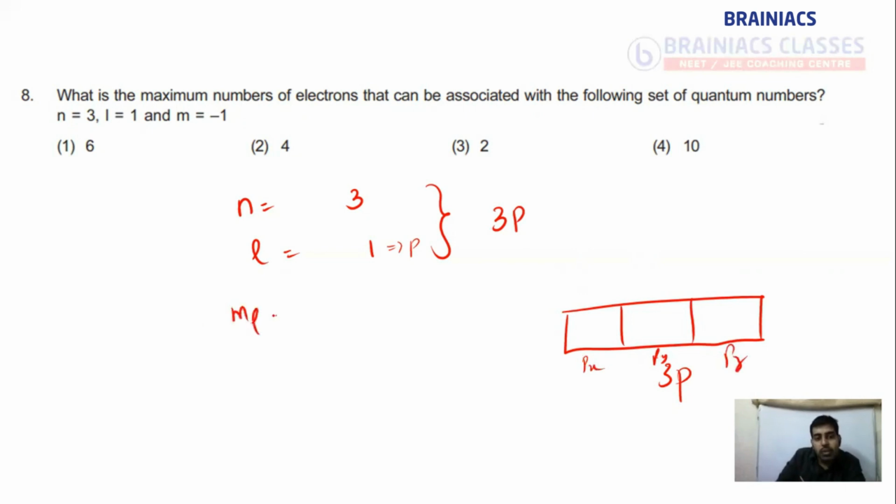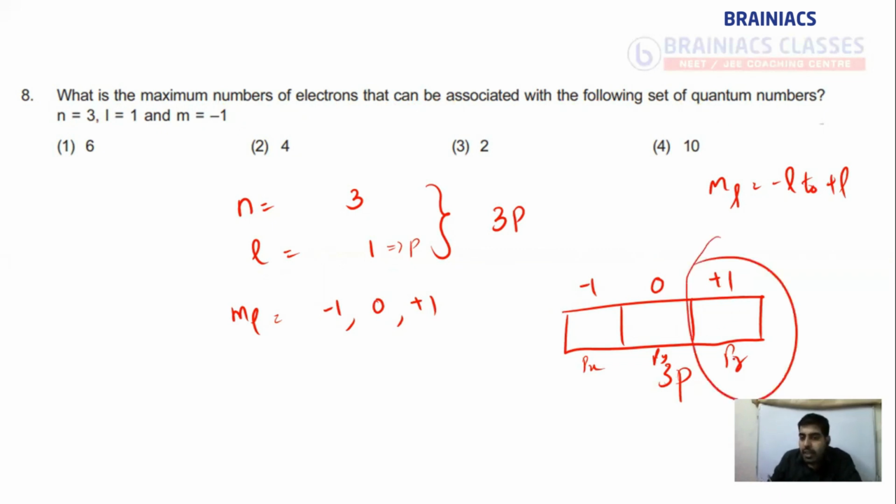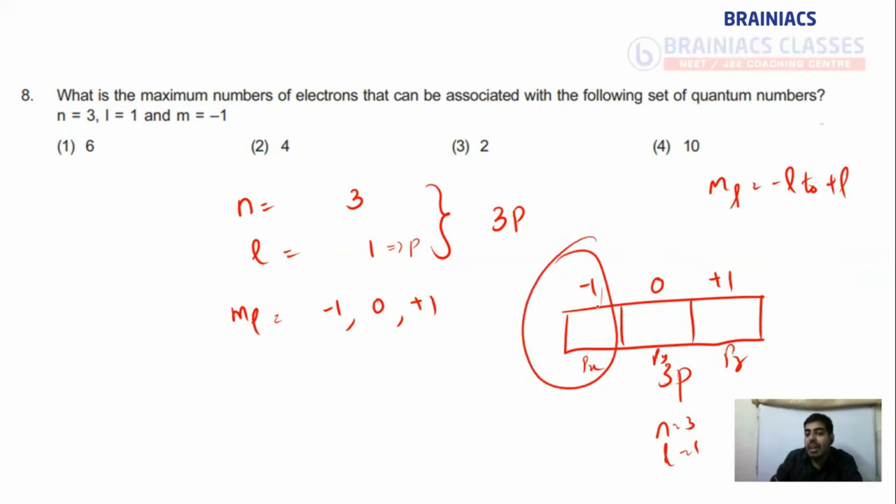Now, if L value is equal to 1, ml value is equal to minus L to plus L, that is minus 1, 0, plus 1. So these are the orbitals: minus 1, 0, plus 1. Now, what is the maximum number of electrons associated with the following quantum numbers? N3, L1, ml is equal to minus 1. Sorry, not the plus 1 orbital, this orbital, ml value minus 1, right?